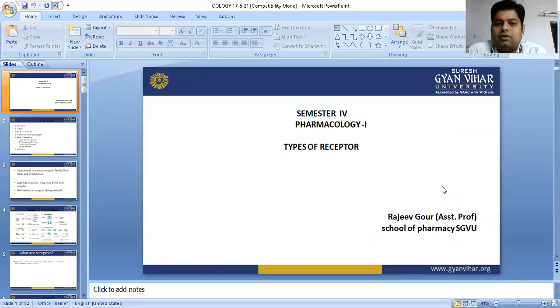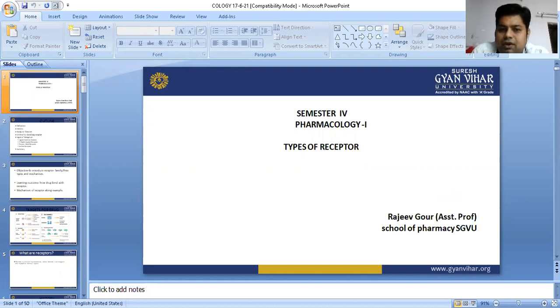Hello everyone. Today we are going to start our new topic, types of receptors. In yesterday's class, we discussed what is agonist, antagonist, and what is the theory of receptors. Now today we are going to start our types of receptors.